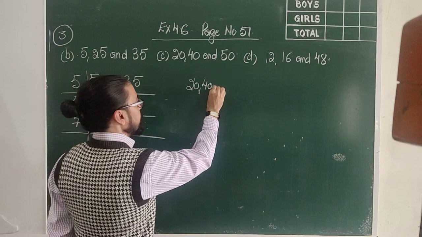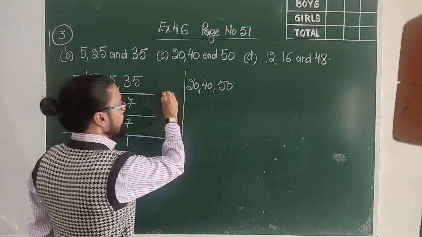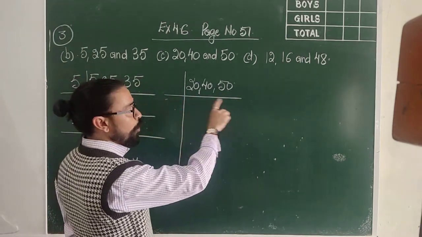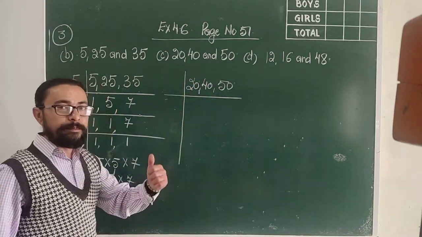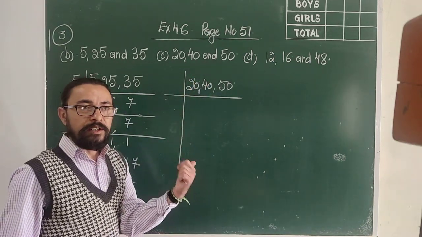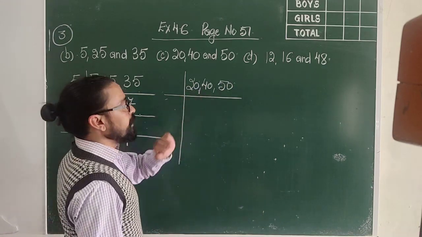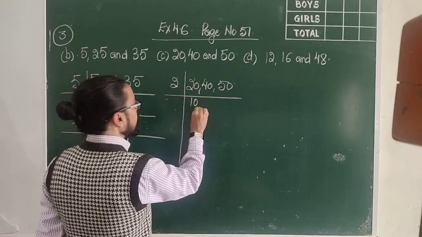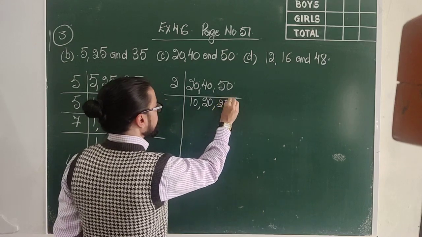20, 40, 50, all taken together. The first prime number is 2. Does any of them divide by 2? All of them are divisible by 2 because they end with 0. When a number ends with 0 or 2, 4, 6, 8, the even numbers, then it is divisible by 2. So 2 tens are 20, 2 twenties are 40, and 2 twenty-fives are 50.